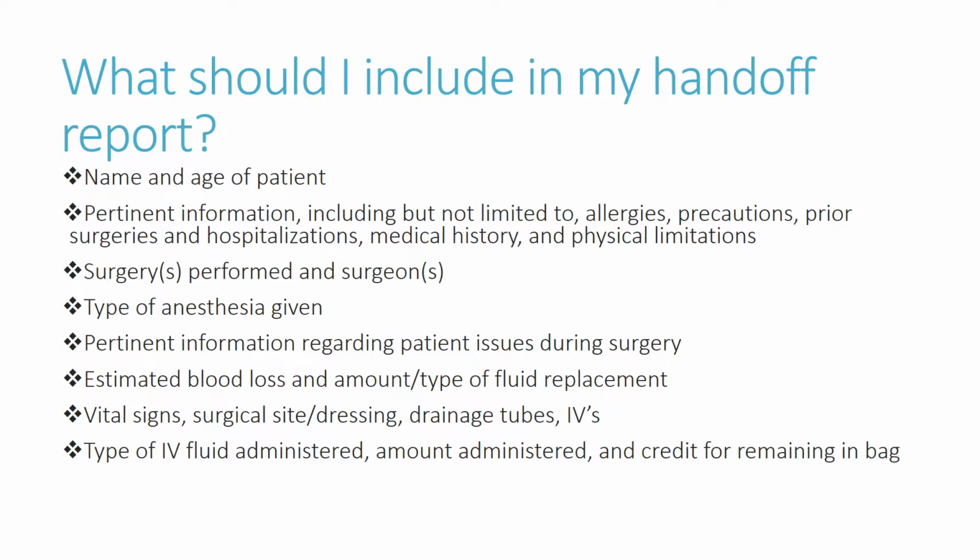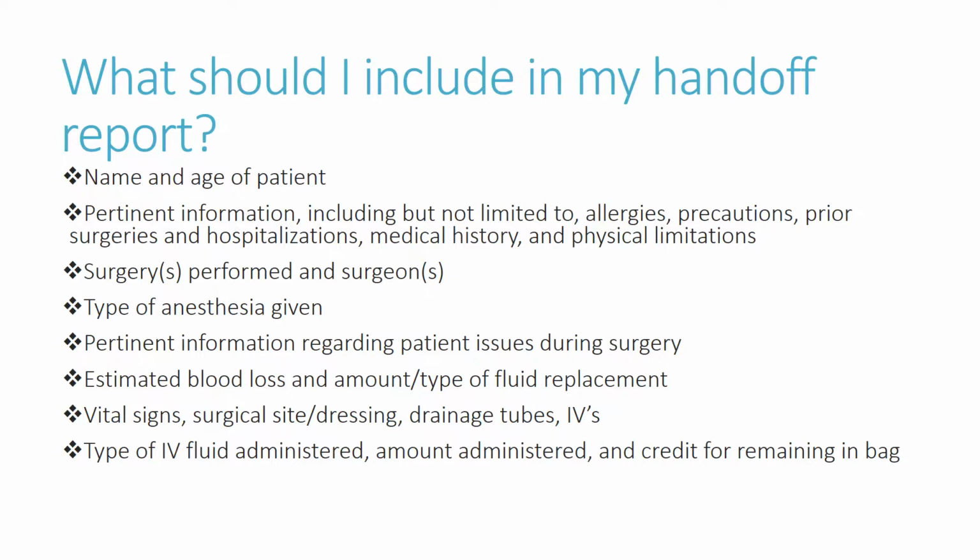Did any issues arise with the patient during surgery? Perhaps the patient had been in normal sinus rhythm but went into atrial fibrillation. How much blood did that patient lose, and what type of volume replacement was given? What are their vital signs? Where is the surgical site? How did the surgeon close the incision? What type of dressing was used? Does the patient have drainage tubes such as Jackson Pratt's? And if so, where are they and how many are there?